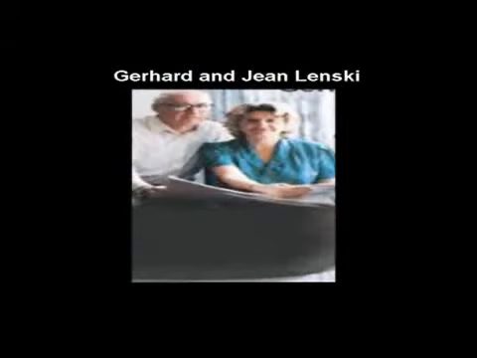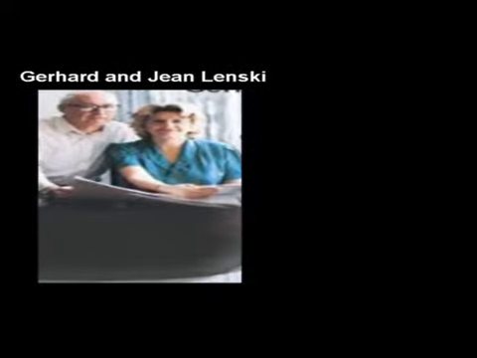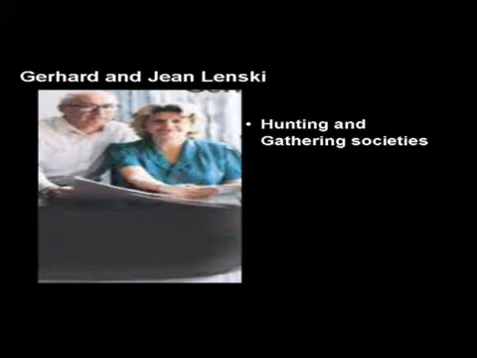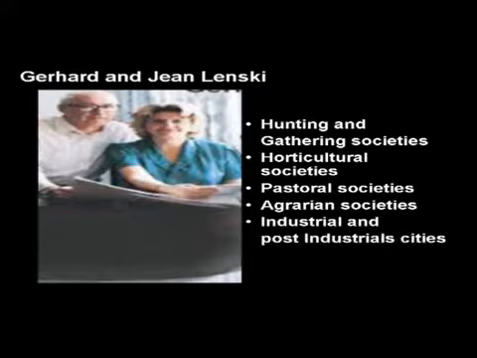Gerald and Jean Lenski classified human societies into 5 types based on the stages of socio-cultural evolution. They are as follows: hunting and gathering societies, horticultural societies, pastoral societies, agrarian societies, and industrial and post-industrial societies. The first one is hunting and gathering societies.